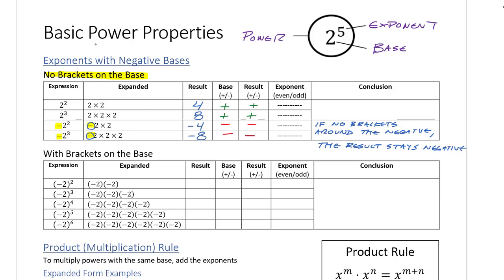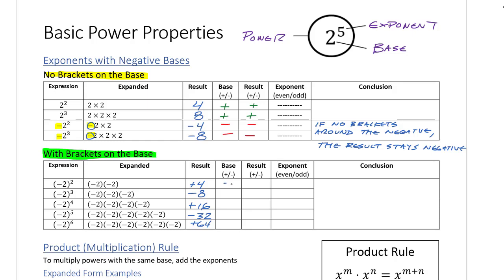Let's look down here at when we do have brackets, so with brackets on the base. In this case, the negative is repeated. We repeat everything that's within the bracket. So obviously we can tell just by looking at the exponent how many negatives we're going to have. In this case, I'm going to have 2 negatives, 3 negatives, 4 negatives, right, because we're repeating the negative and the number inside. So it's going to switch back and forth. We're going to get a positive result, like positive 4, negative 8, positive 16, negative 32, positive 64, and so on and so forth, because the number of negatives is increasing by 1 each time.